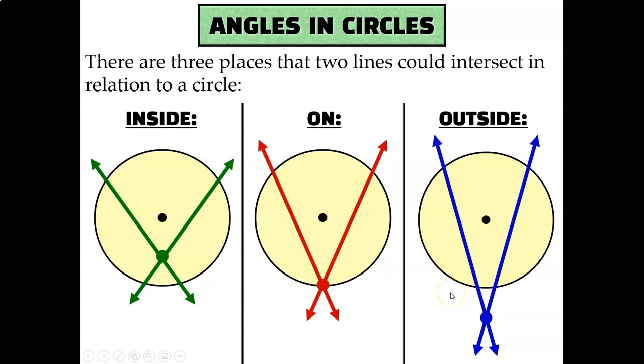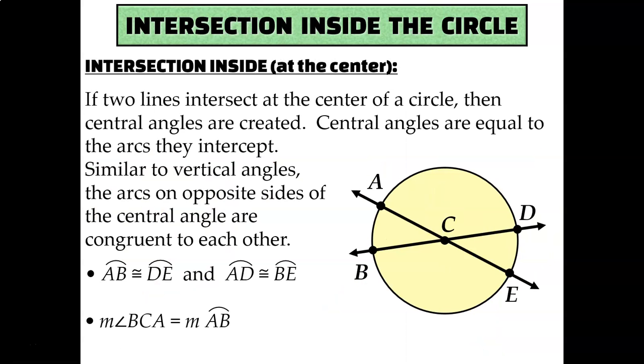So let's talk about how to calculate each of these angle measures based on where the lines intersect. If the lines intersect inside of the circle at the center, then they're actually just central angles, and we learned how to calculate their measures in a previous video. The measure of a central angle is just equal to the measure of the arc that it intercepts. So the measure of angle BCA would be equal to the measure of arc AB, and the measure of angle DCE would be equal to the measure of arc DE. And since these are vertical angles, you would actually know that the angles are equal and the arcs are equal.